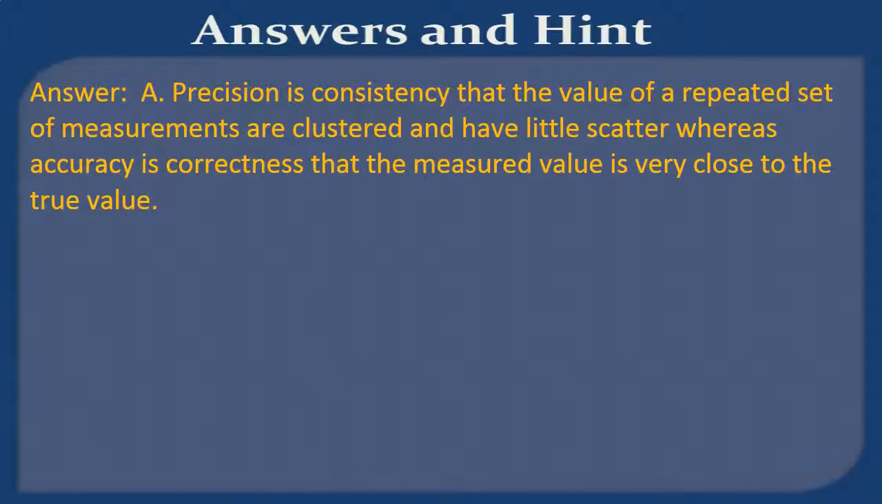Answer: A. Precision is consistency, that the value of a repeated set of measurements are clustered and have little scatter, whereas accuracy is correctness, that the measured value is very close to the true value.